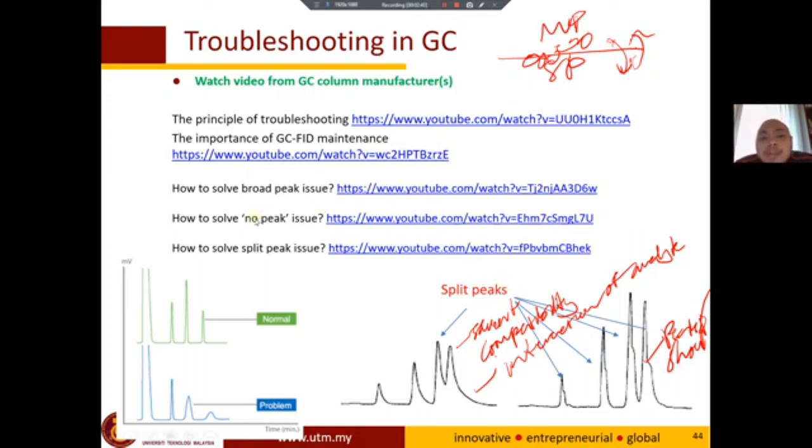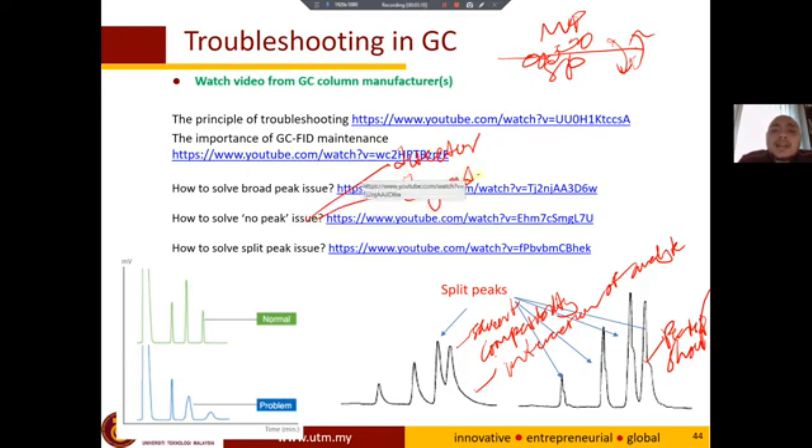Okay, the other issue is the no peak issue. No peak issues usually come with a problem of the detector. Maybe the preparation is not good, you wrongly prepared it, or maybe your sample is degraded. So no peak, maybe detector. Usually I try to inject my standard, but if my standard does not appear, I will prepare a new standard and try to inject again. If it is still not detected, it means that the detector is the problem, or maybe your sample is degraded.